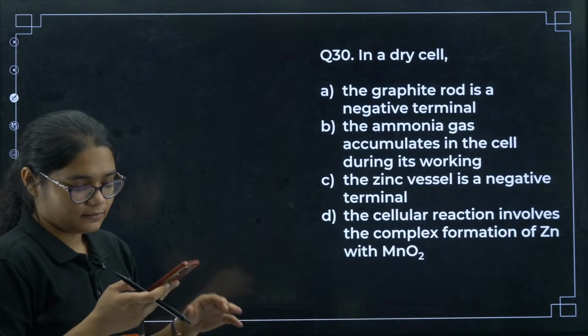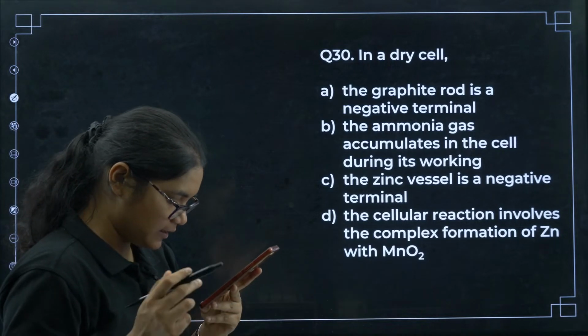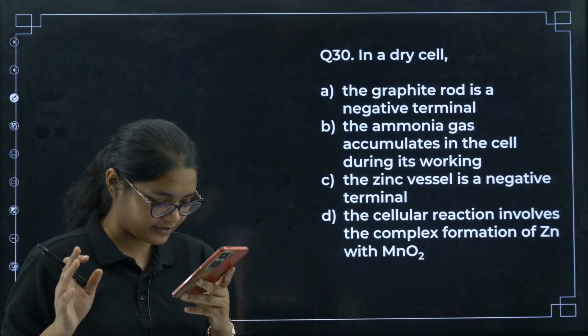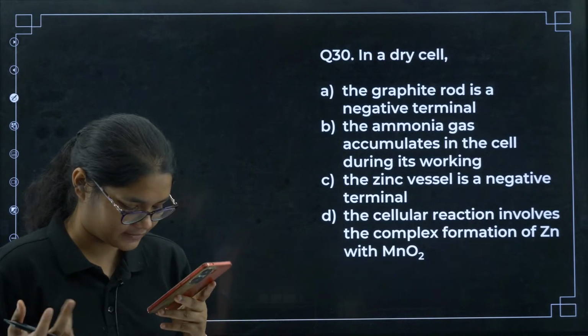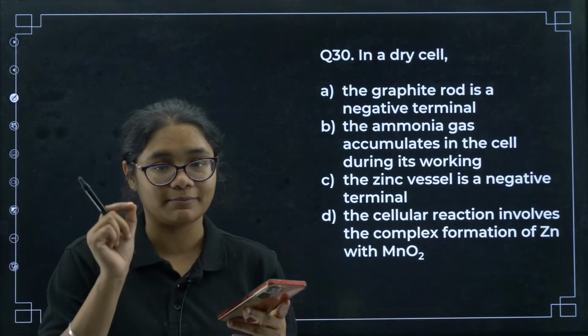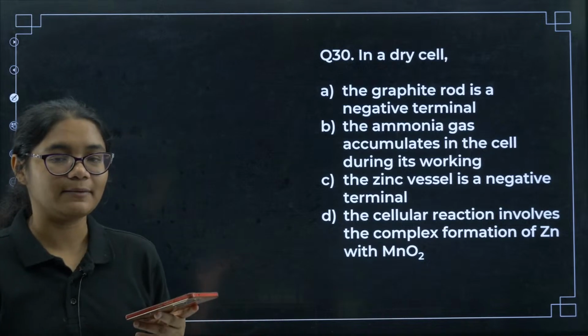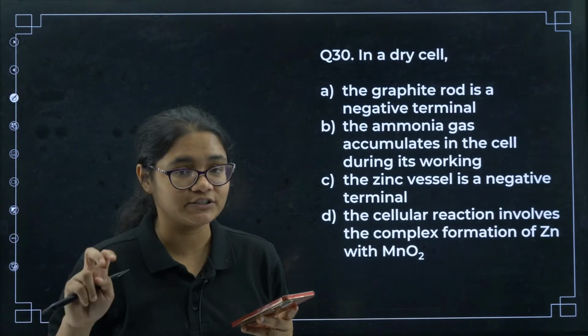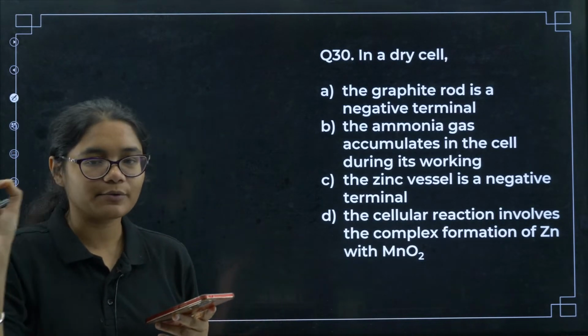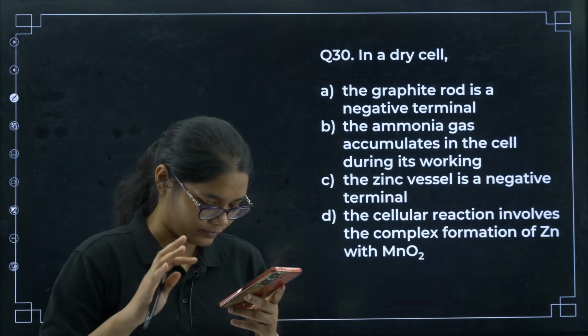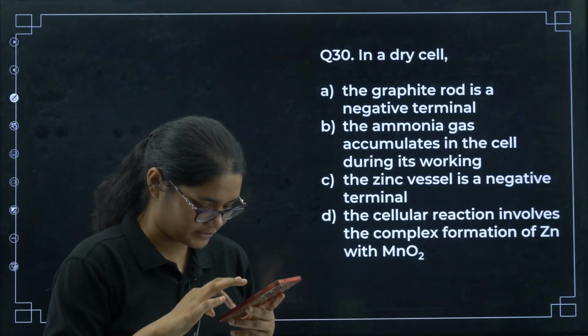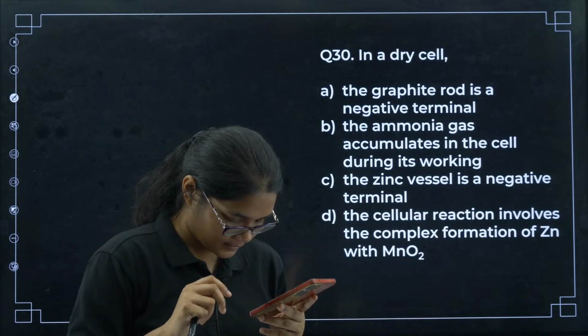In a dry cell, you can read the options and give me the answer. Yes, dear, you said first, but you are not mentioning the question number, so I am not able to know which question you are answering for. So please put the question number and answer, then only I can know that you are answering for that particular question. Okay, fine.